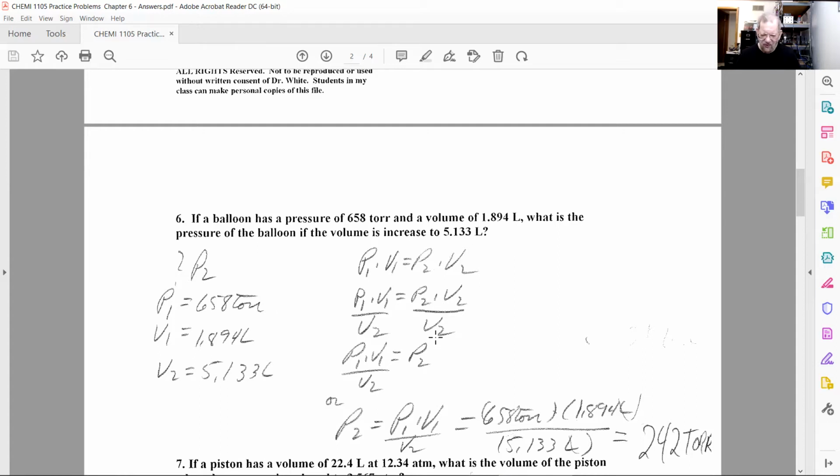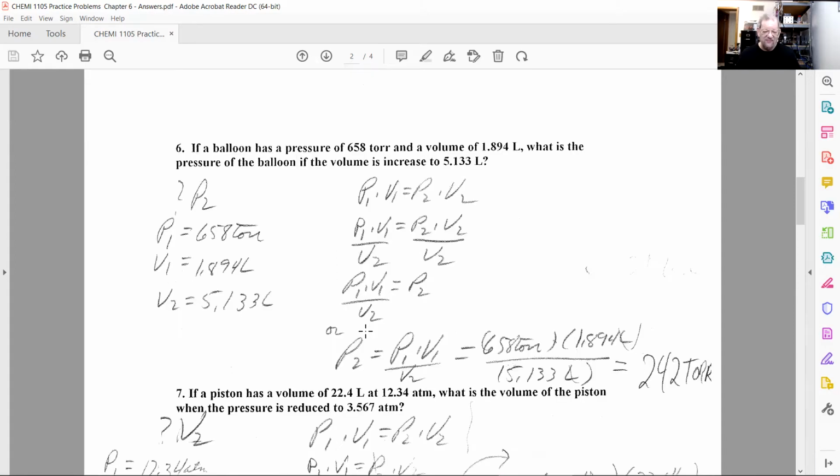But whatever you do to one side, you have to do to the other. So I did. I divide this side by V2, this side by V2. And V2 divided by V2 is 1. 1 times P2 is P2. And the other side is still P1 times V1 over V2. And now I rewrite it. You don't have to. And we took the time to find out what is P1, V1, V2. I'll put those numbers in.